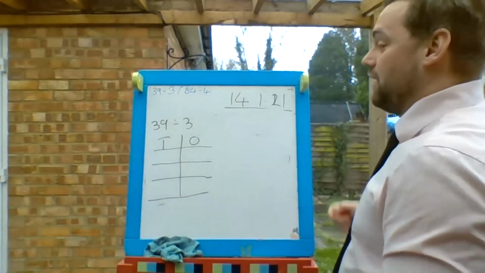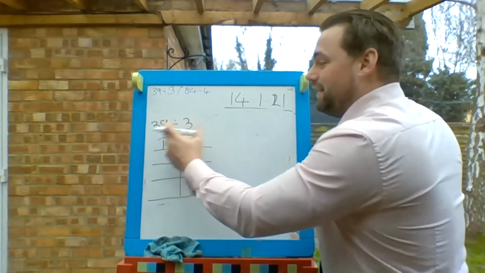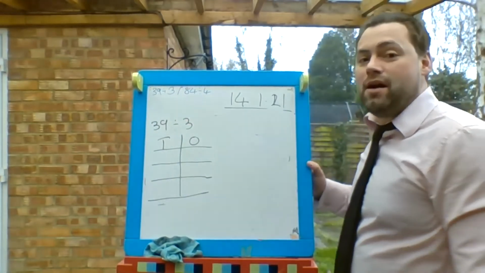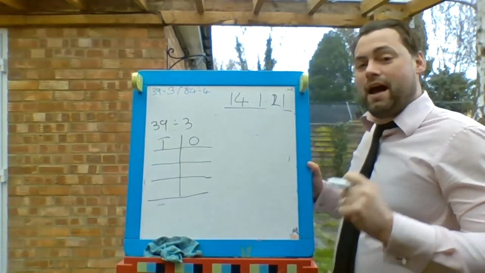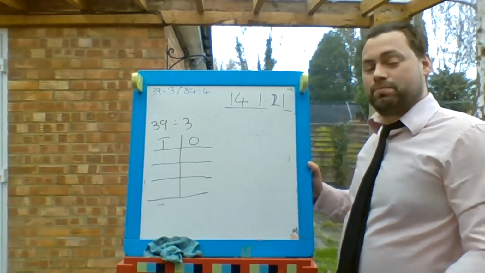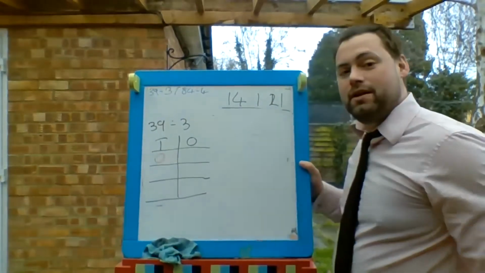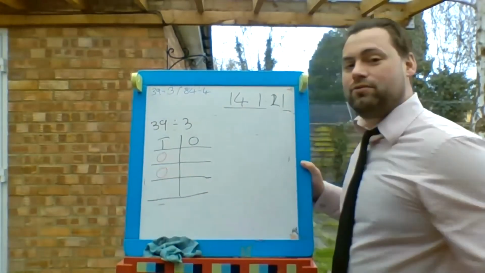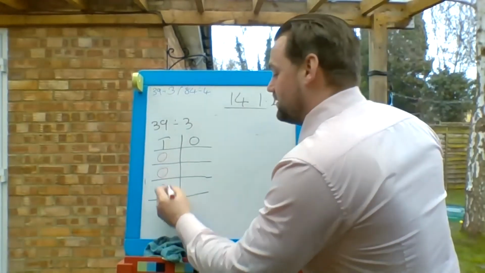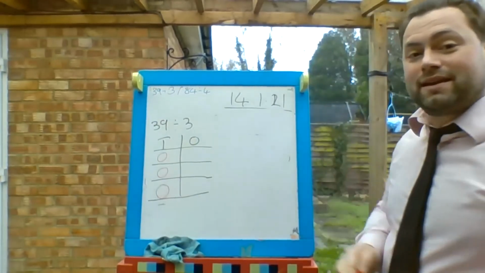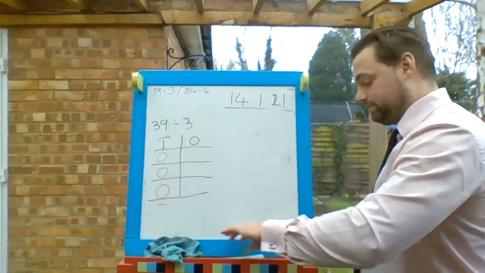So in my 10s column, how many 10s do I have in total? I've got 3, okay? And I need to split them out in equal groups. So my first 10 is going in this group, my second 10 goes in that group, and my third 10 goes in that group. I've got no more 10s, so that's my 10s shared out.